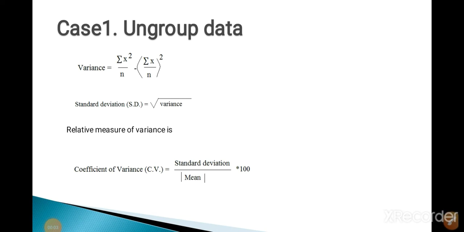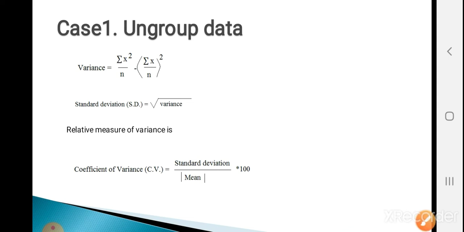What are the formulas for calculating variance, standard deviation and coefficient of variance for ungrouped data? The coefficient of variance is the relative measure of variance which is used to compare data sets. The first formula: variance is equal to summation x square upon small n minus (summation x upon small n) whole square, where small n is the number of observations. Standard deviation is the square root of variance. And the coefficient of variance formula is standard deviation divided by mod of mean, that is the absolute value of mean, multiplied by 100.